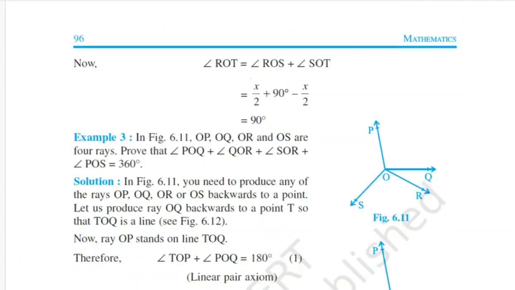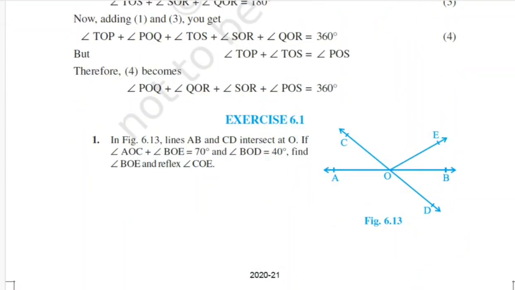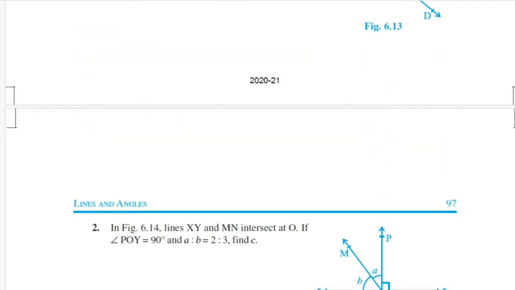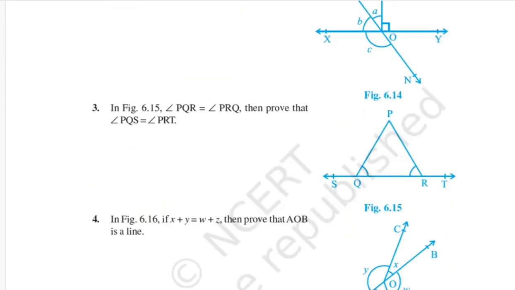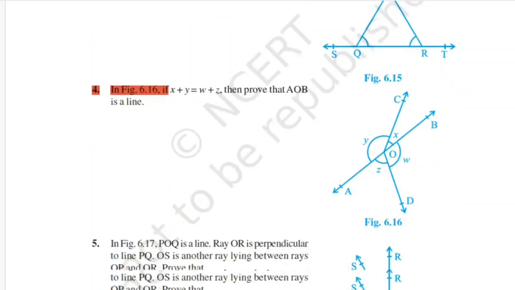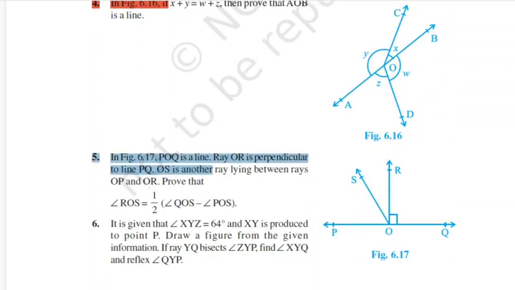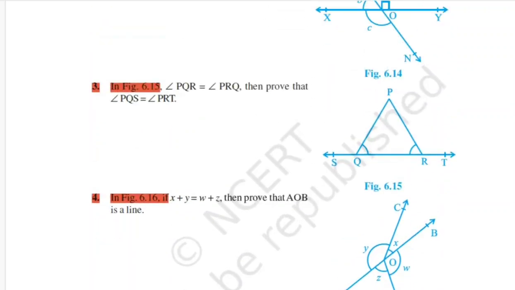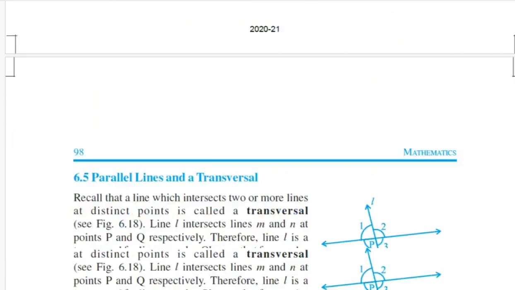Now if I move to exercise 6.1, question number 1 you can go through for exercise 6.1. Similarly, here you can go to question number 3 also. These are important. Question number 4 is very important. You can go through it also, and question number 5. So all these questions you see.